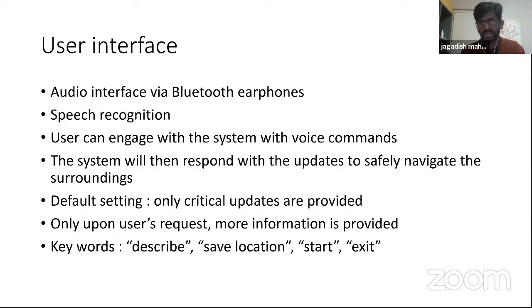For example, save location, or then we have another feature, describe, where the system can describe the surroundings by listing what is present in the environment by listing their location in a clock notation. I'll get to that part a little later. The critical part is we don't provide a lot of information to the user here, and we're using wireless Bluetooth enabled earphones, and we use speech recognition to interact with the system.